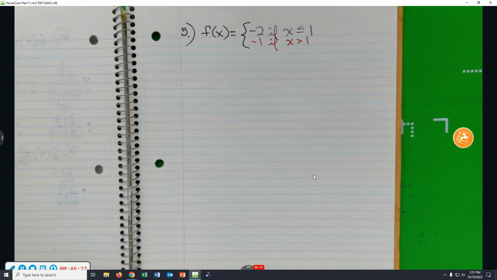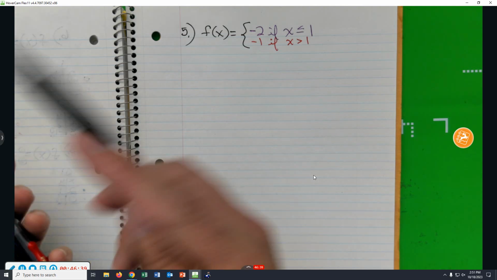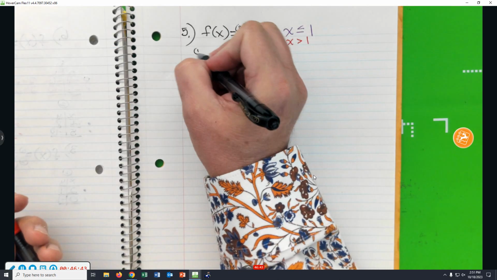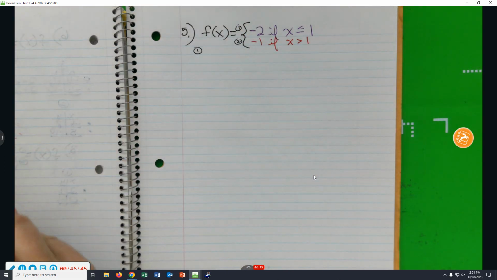Okay. What's the cut point? What number will the purple piece change to the red piece? At the number 1. I agree. So we're going to make 2 tables. This is table 1 and table 2. Table 1, this is the purple piece.